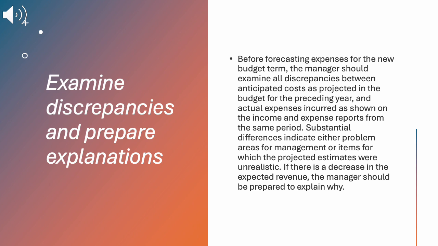Before forecasting expenses for the new budget term, the manager should examine all discrepancies between anticipated costs as projected in the budget for the preceding year and actual expenses incurred as shown on the income and expense reports from the same period. Substantial differences indicate either problem areas for management or items for which the projected estimates were unrealistic. If there is a decrease in the expected revenue, the manager should be prepared to explain why.